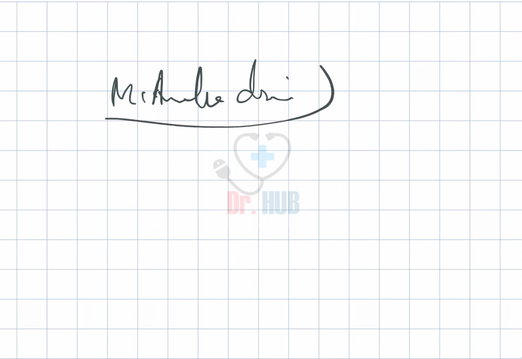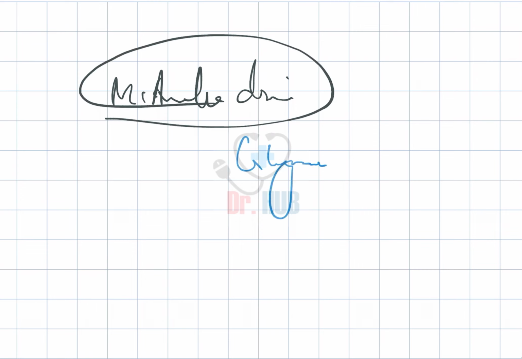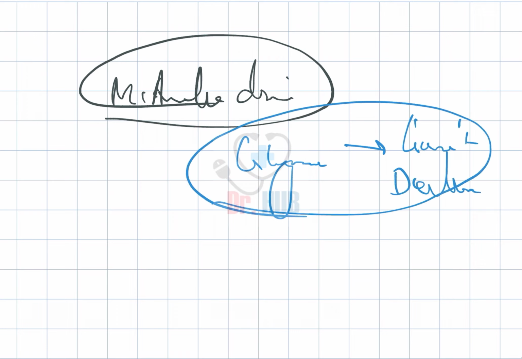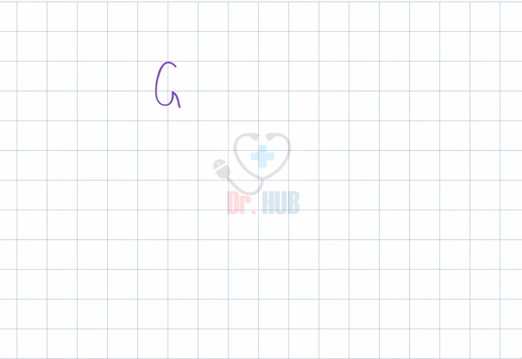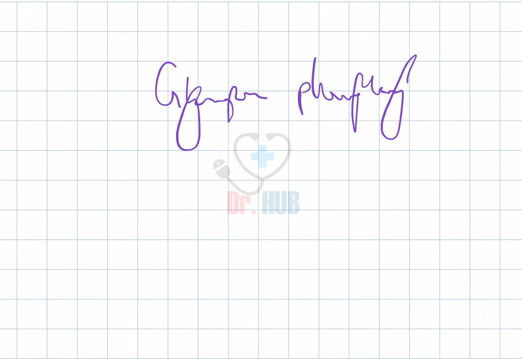This McArdle disease is basically the conversion of glycogen to limit dextrin. So in between this is where McArdle's disease is present. And the enzyme here was glycogen phosphorylase.